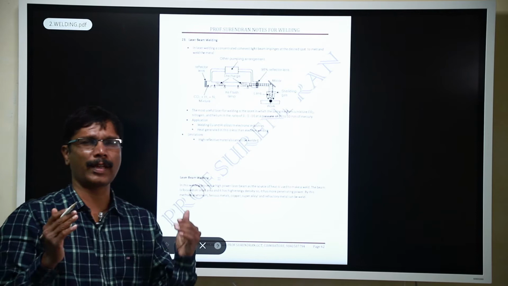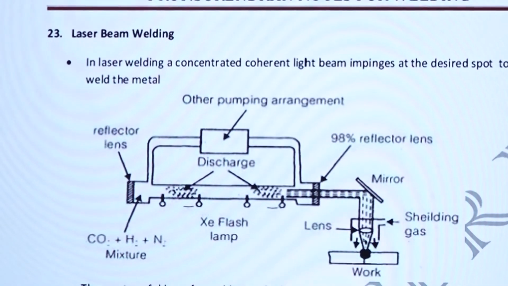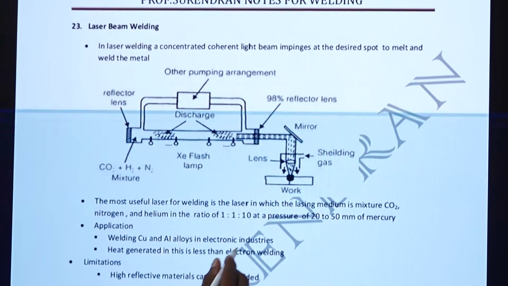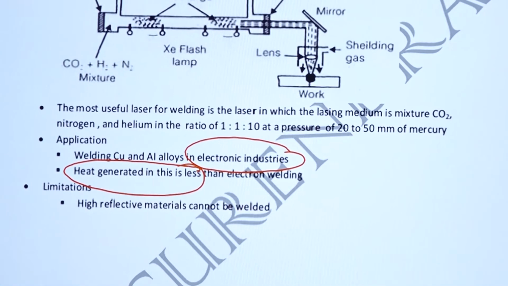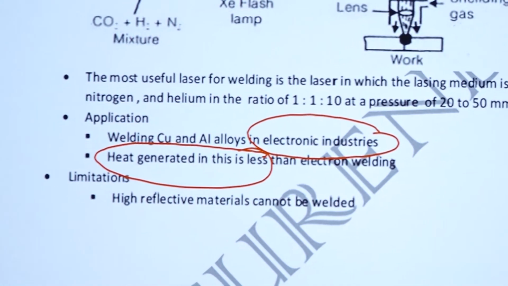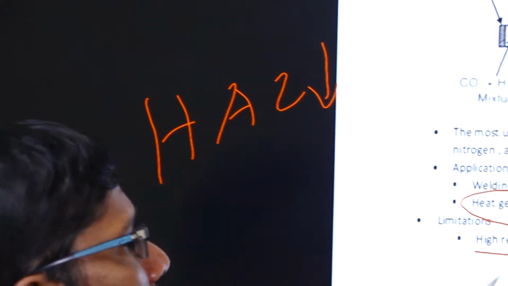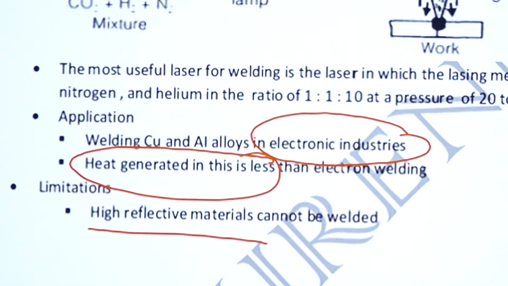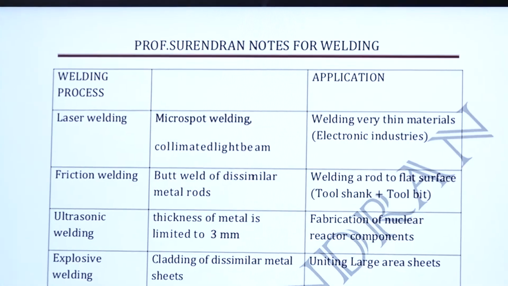Laser beam welding uses a laser beam instead of an electron beam. It is a light beam, so it is used for the electronic industries. Heat generation is very, very less. We should keep these two points in mind. In laser beam welding, the heat affected zone is less and it is used for electronics. Highly reflective material cannot be welded, because it is a light beam. Laser welding is also called micro spot welding.